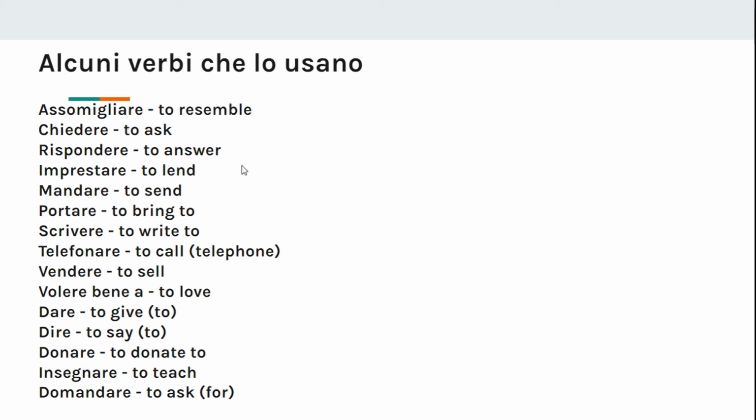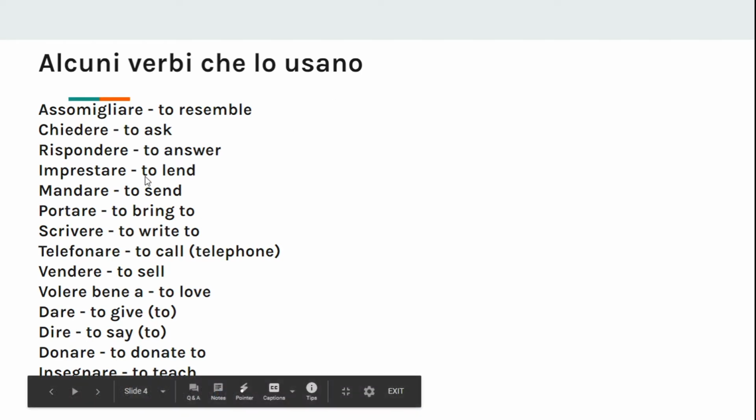So in italiano ci sono due verbi per to lend, imprestare e anche prestare. I use more prestare quando parlo italiano, but you can also use imprestare, ok? Mandare, portare, scrivere, telefonare, vendere. Notice that chiamare does not use indirect object pronouns, it uses direct object pronouns. So telefonare uses indirect and chiamare uses direct.